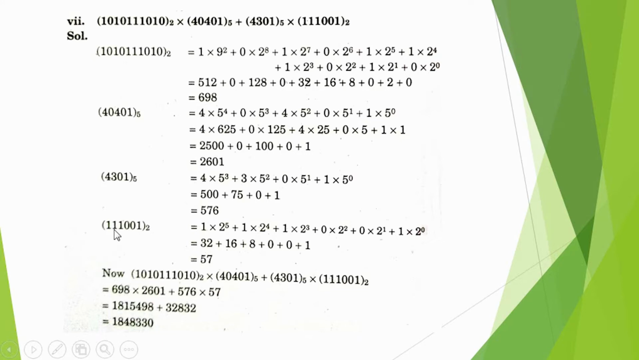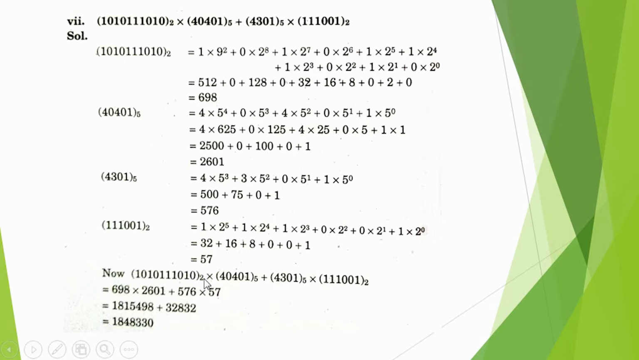Now 4301 base 5: 4 multiply 5, 3 multiply 5, 0 multiply 5 and 1 multiply 5. When we add these values, 576 comes. 1 multiply 2, 1 multiply 2, 1 multiply 2, 0 multiply 2, 0 multiply 2 and 1 multiply 2. Now we write their powers 0, 1, 2, 3, 4, 5. 2 power 5 is 32, 2 power 4 is 16, 2 power 3 is 8, 2 power 2 is 0, 2 power 1 is 0, 2 power 0 is equal to 1. Now we add these values, 57 comes.